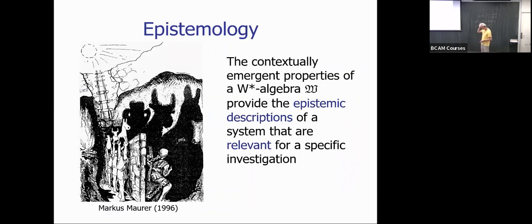So eventually, you remember that I have introduced C-star algebras as the descriptions of ontological structures. But now we are able to also talk about the W-star algebras, namely in the sense of contextually emergent properties. And these, of course, provide the epistemic descriptions of a system under the perspective of what is being considered relevant for a specific investigation. So this would be my last claim, that the C-star algebras reflect the ontology, and the W-star algebras reflect epistemology.